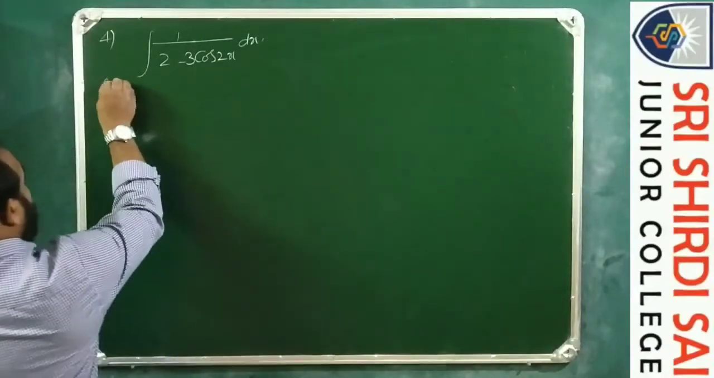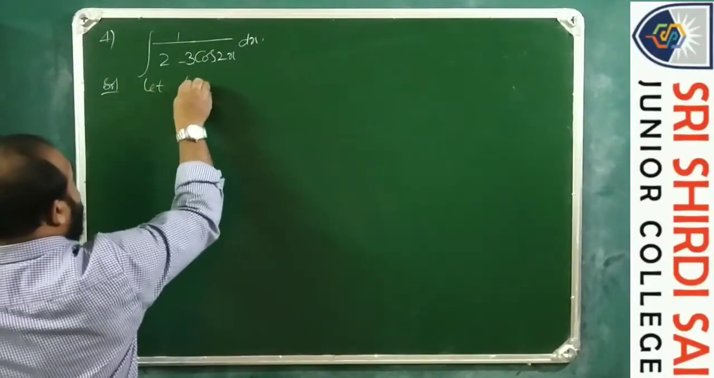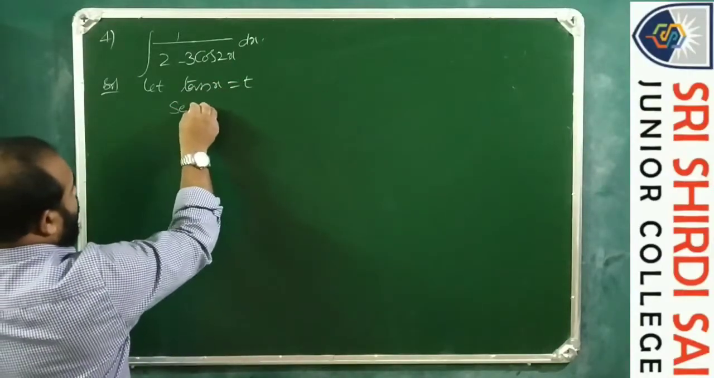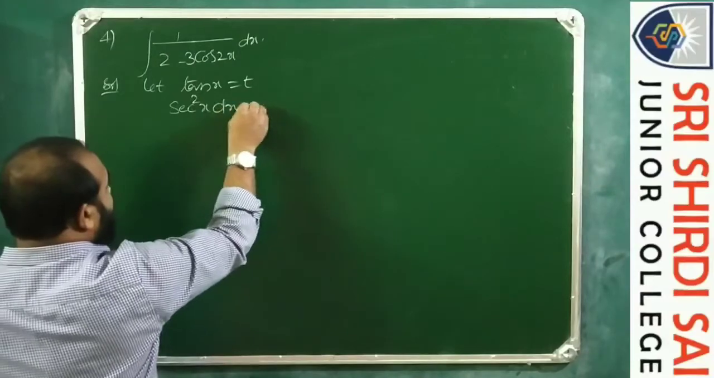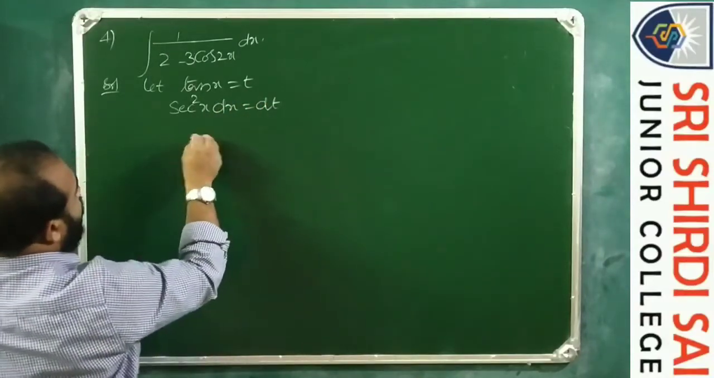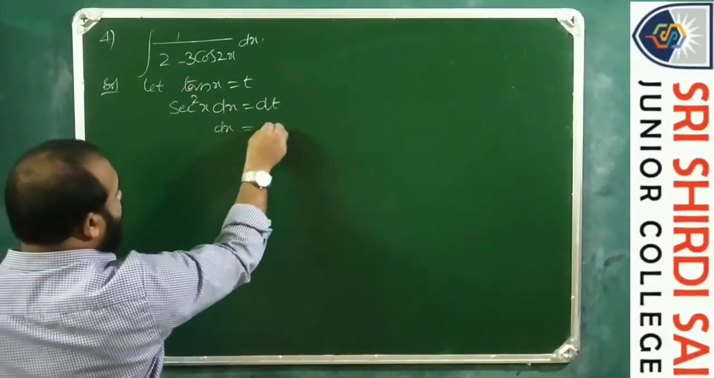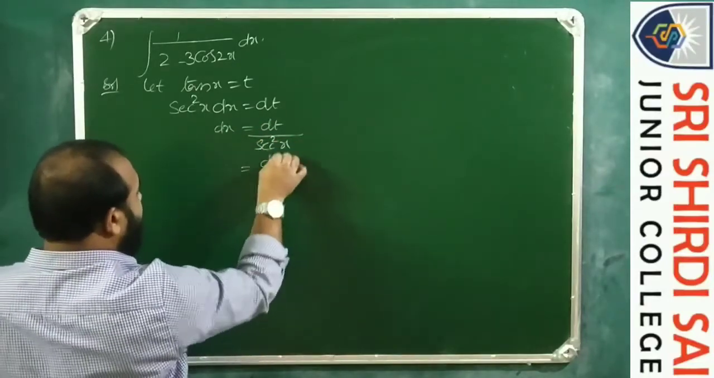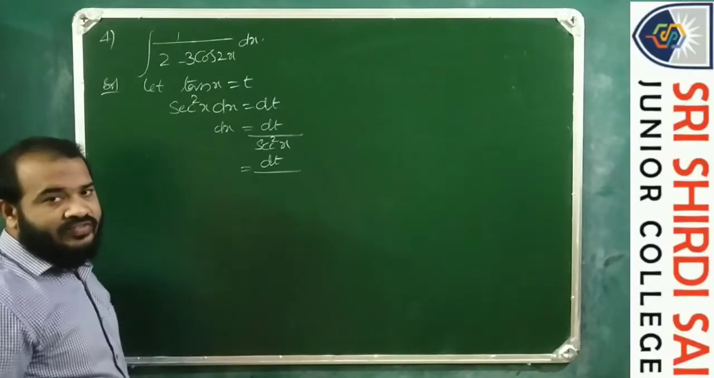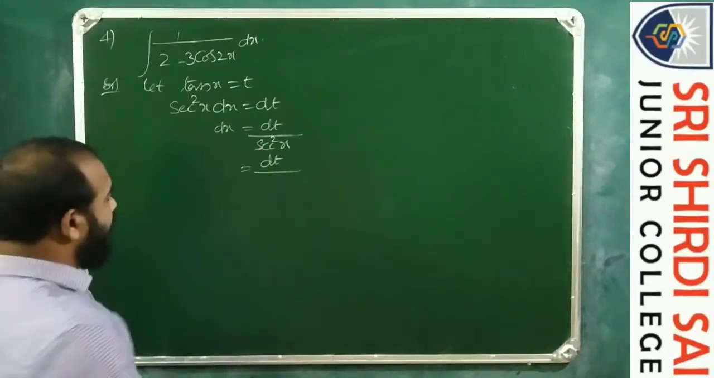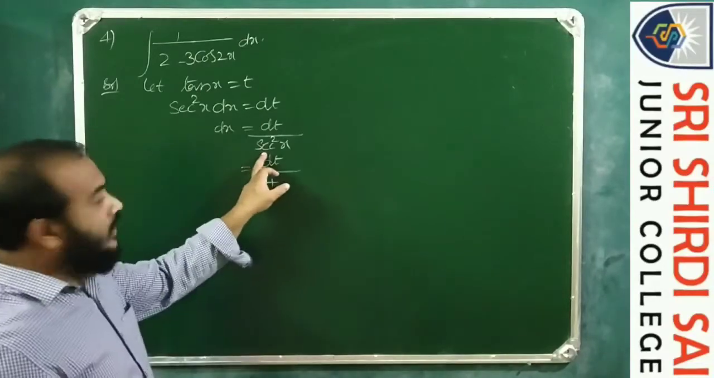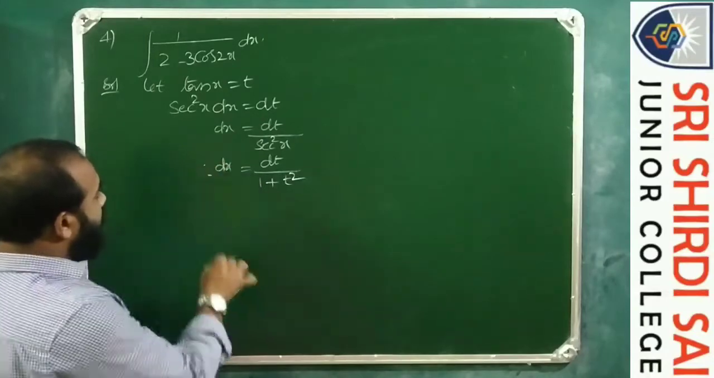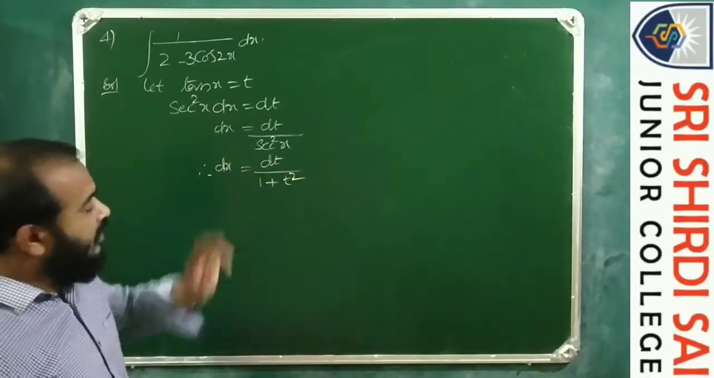So let tan x equal t. Now differentiate. So secant square x dx equals dt. So dx equals dt by secant square x. Secant square x is 1 plus tan square x, so 1 plus tan x whole square. Tan x is t. So dx is dt by 1 plus t square.